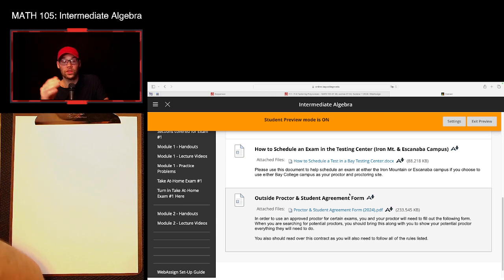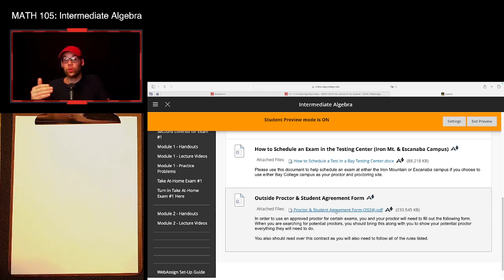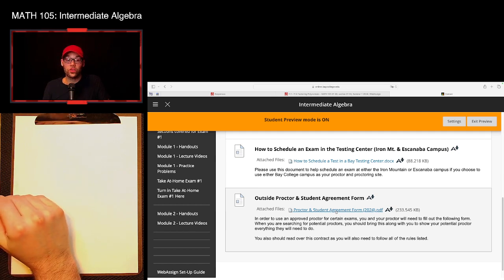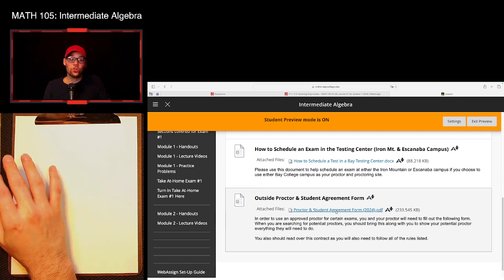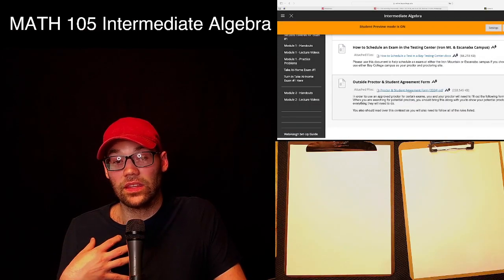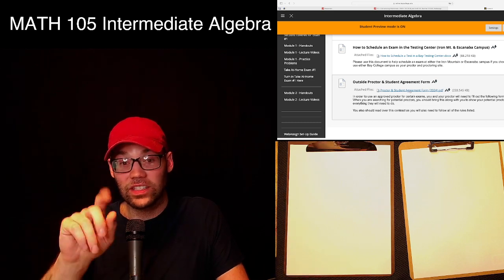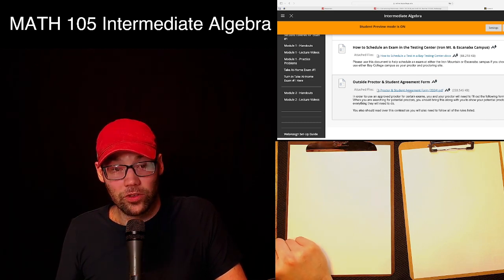But the most important thing, again, for your proctors is this outside proctor and student agreement form. So make sure that you click and download this form. You will need to fill out the first half of this form, give it to your proctor to fill out the second half, and then if your proctor is willing to go along with all of the rules, they will send that to our testing center here at the campus. So you don't actually have to send them anywhere, because it will be your proctor that does that.